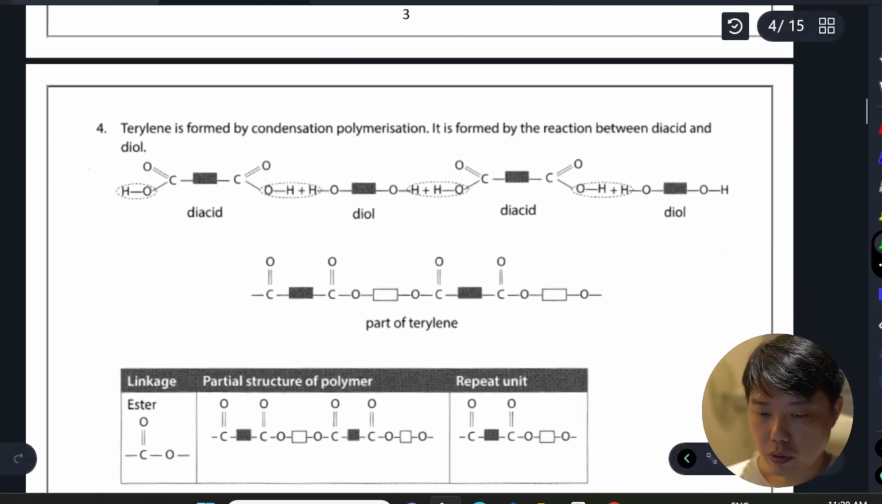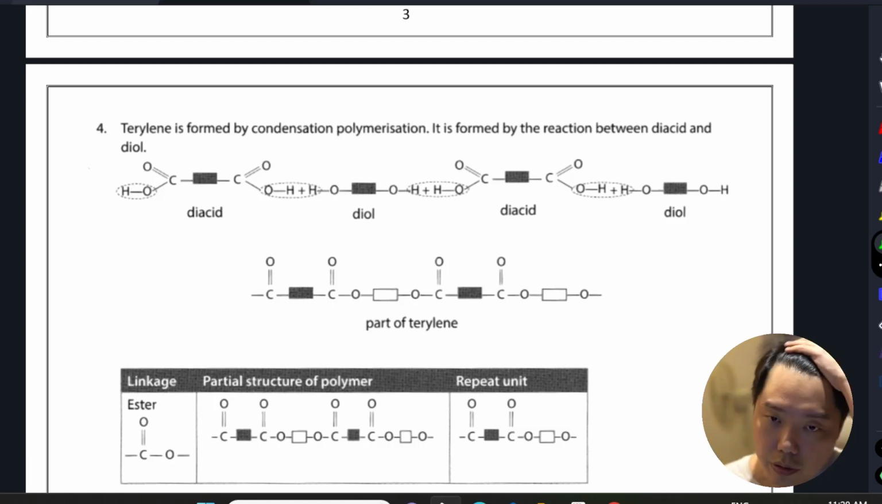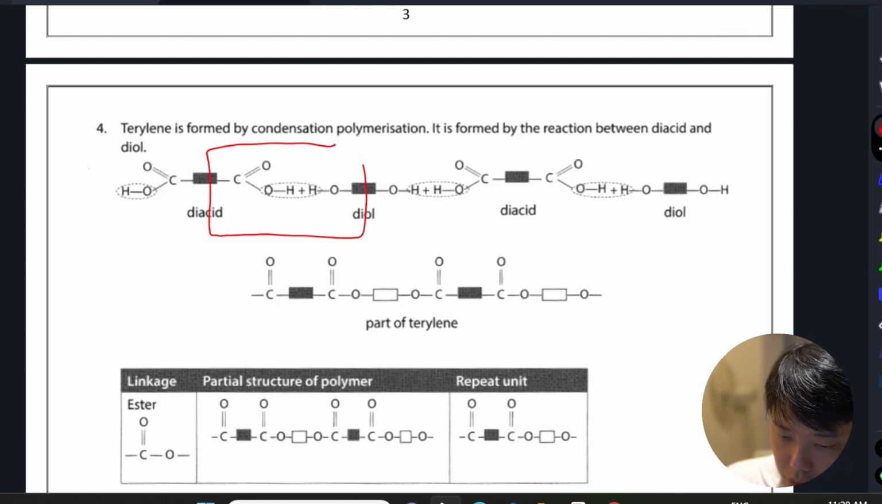So guys, we need to look at how they are formed in the first place. Why do we need diacid? Because you need to connect both ends, so that you can form a long chain with lots of these ester linkages. So I want you to zoom in on this part here. We're going to focus on this part here.